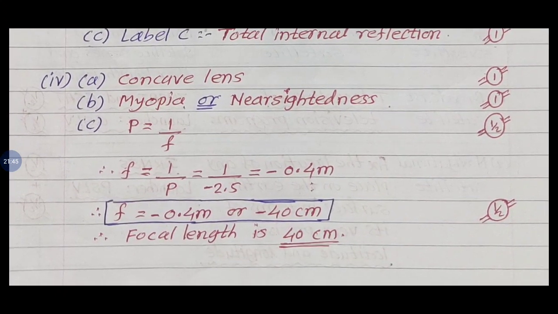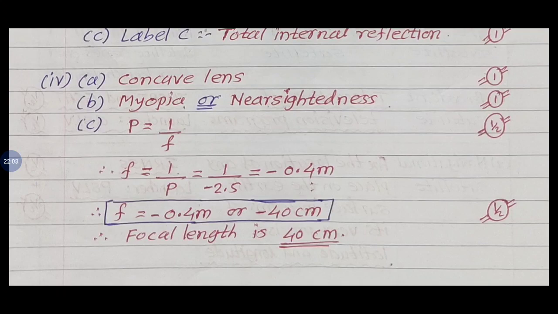Fourth option, a sub question is given. What type of lens is in her spectacle? That is a concave lens, 1 mark. Tanushree suffers from which defect? That is myopia or nearsightedness, 1 mark. And find the focal length. So we know the formula.